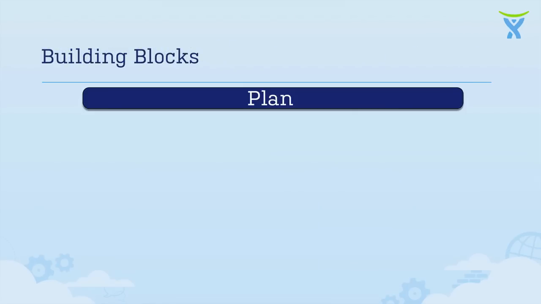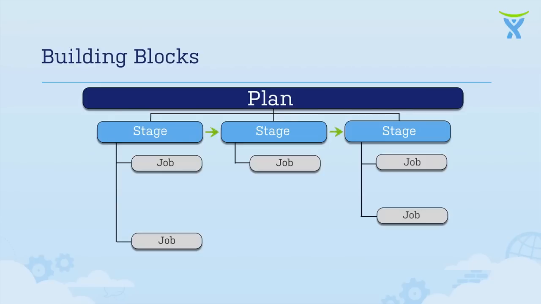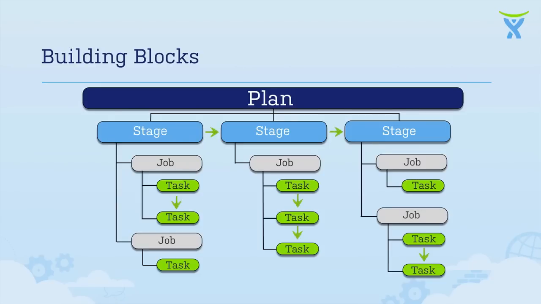The atomic unit in Bamboo is called a plan. Plans are made up of one or more stages. Stages are made up of one or more jobs, and jobs are made up of one or more tasks. Now that might seem like a lot of moving pieces, but they all have their purpose, which will become clear as we look at each of those elements in more depth.